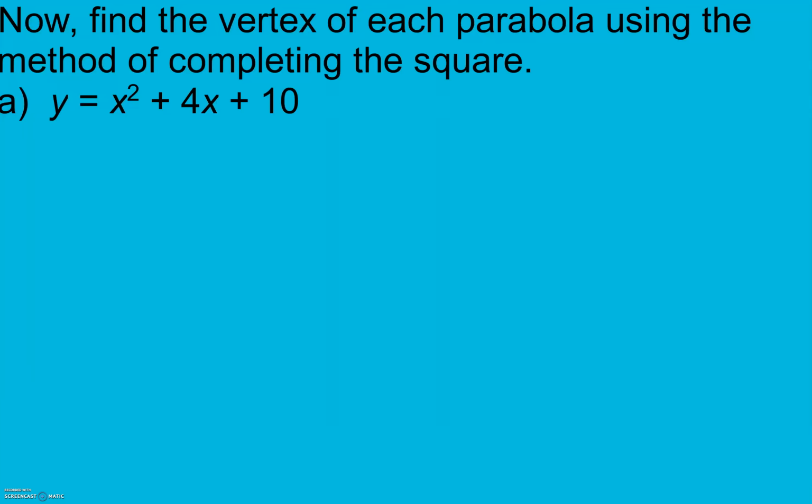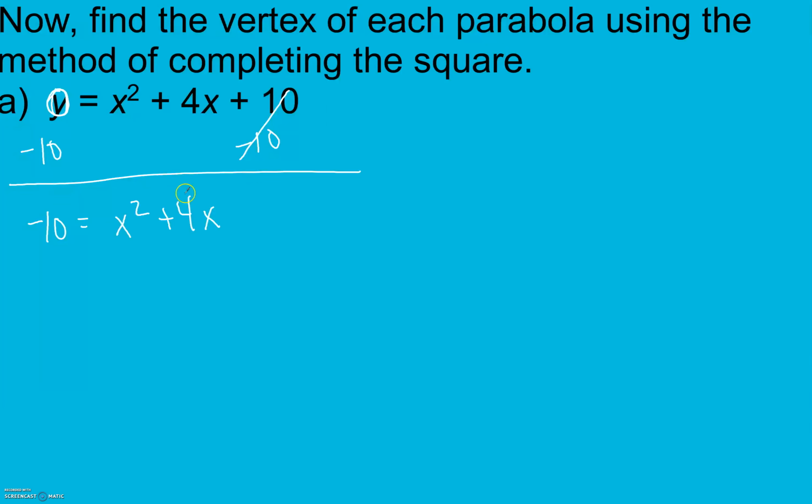Continuing on in section 9.5 here, we're going to find the vertex of each parabola using the method of completing the square. So here, to complete the square, we're going to move the 10 to the other side. And again, if you want to put the 0 here first, you can. We need to move the 10 to the other side because the only things we want on the side of our equals that we're working with are our x squared and our bx term. So we move the 10 to the other side by subtracting it.